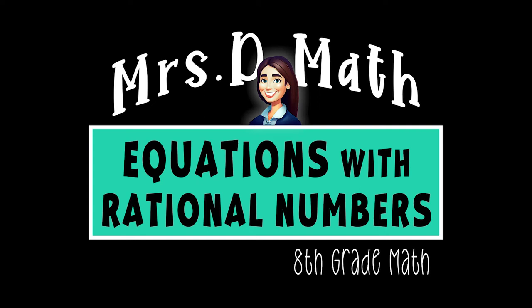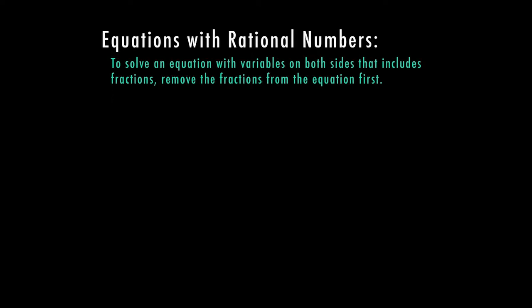Welcome to my channel. Today we're going to go over equations with rational numbers, and this is 8th grade math, so it will include how to solve an equation when you have variables on both sides. When we have an equation with rational numbers on both sides, in order to solve that equation, we have to remove the fractions first from that equation.